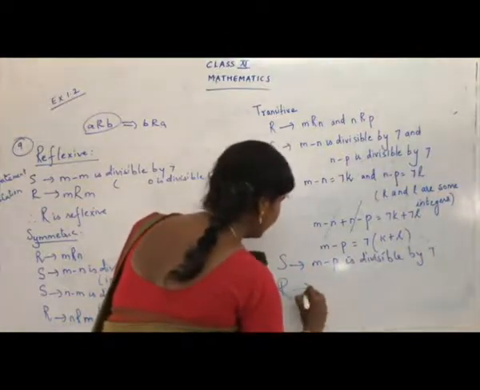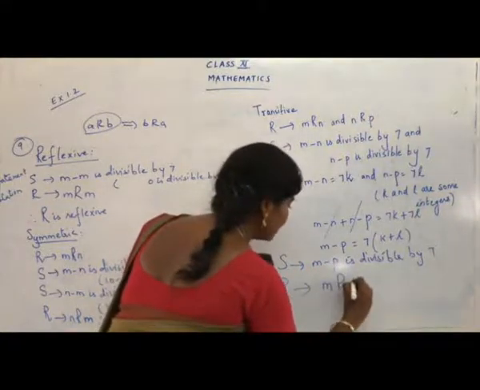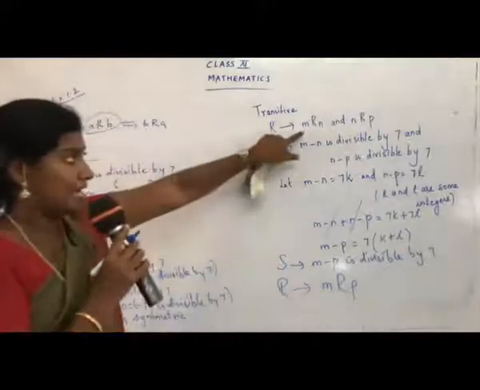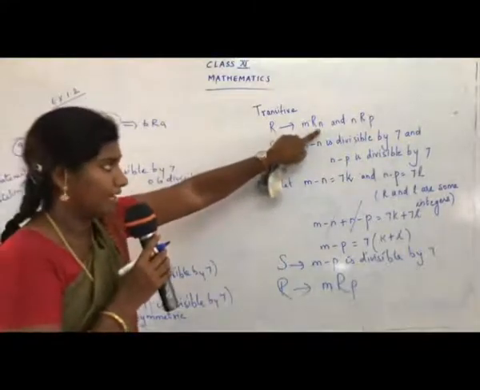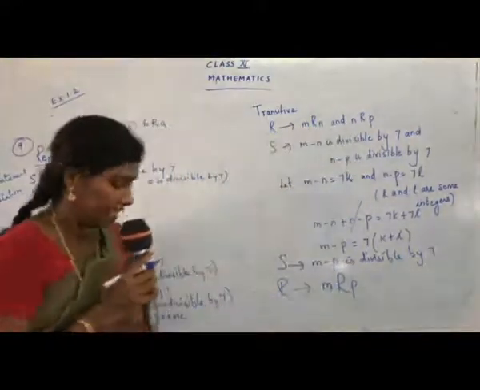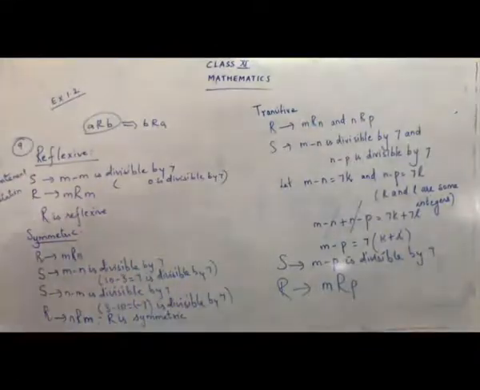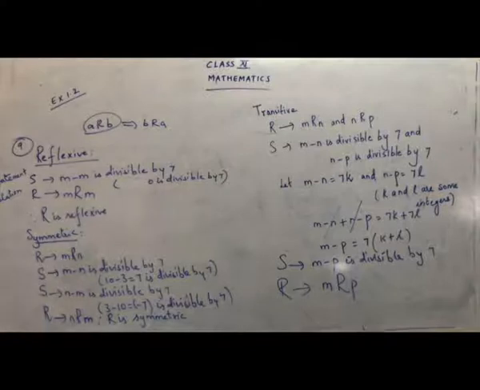So what is the relation you get here? m related to p. I started from m related to n and n related to p, and I got a relation as m related to p. So what's that? Yes, so we say R is transitive. I hope the step is clear to you, children.